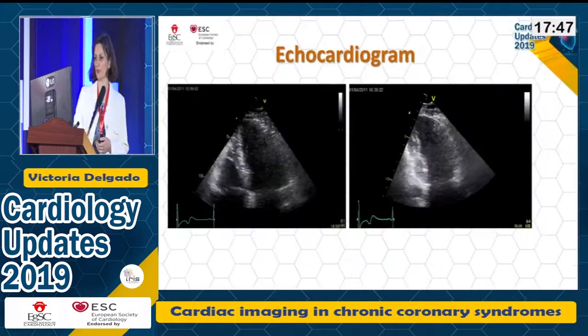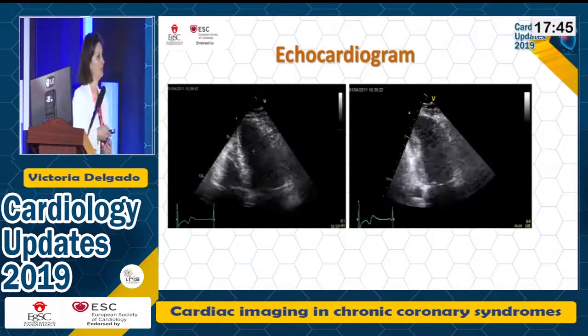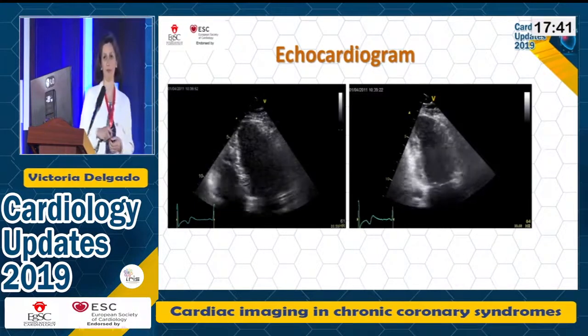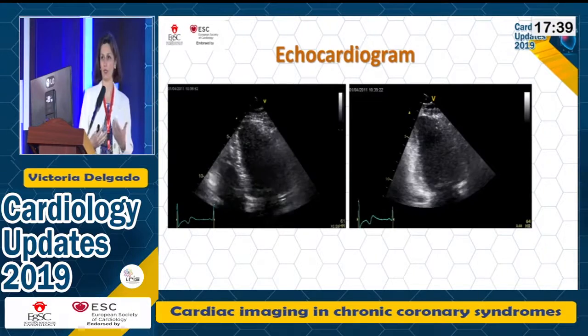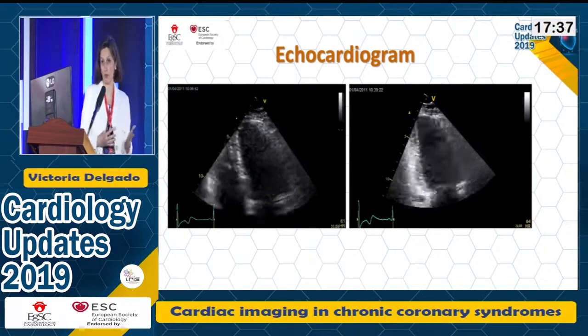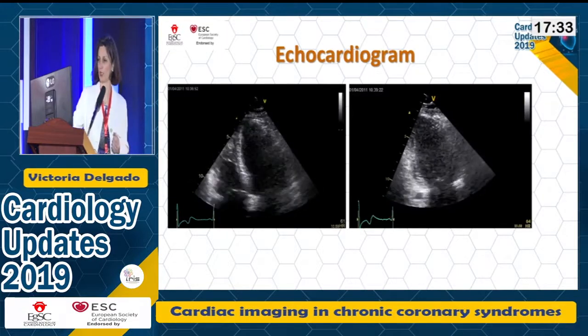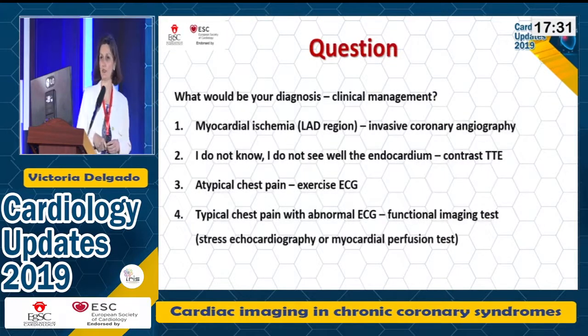So I present to you here the echocardiogram. This is the apical 4-chamber view. This is the apical 2-chamber view. This is the echo that we can do. It's one of our cases, so the image quality sometimes can be questionable, but this is one of our cases. So here comes the first question to you. What would be your diagnosis and clinical management?